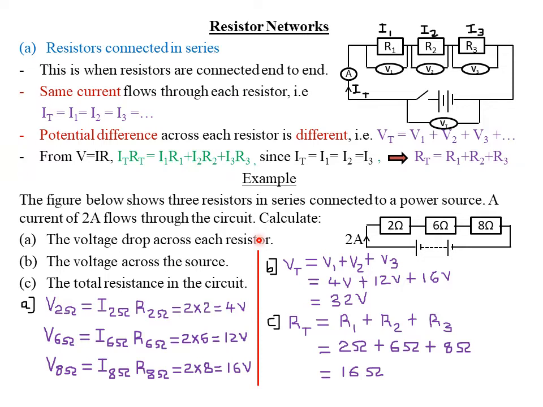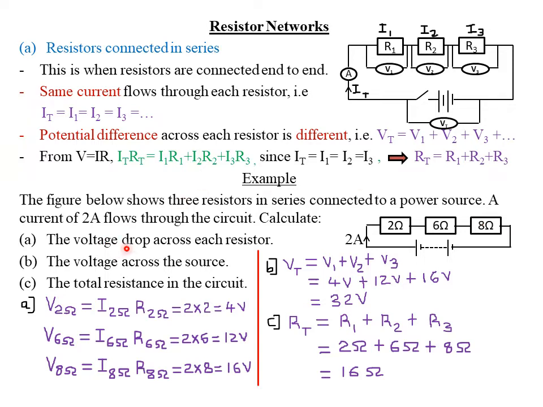And we know that for any series connection of resistors, total current, or I total, is equal to the current through each component. Therefore, if this is the I total, that is the 2 amperes, it means also the current through the 2 ohm resistor is 2 amperes, the current through the 6 ohm resistor is also 2 amperes, the current through the 8 ohm resistor is also 2 amperes.